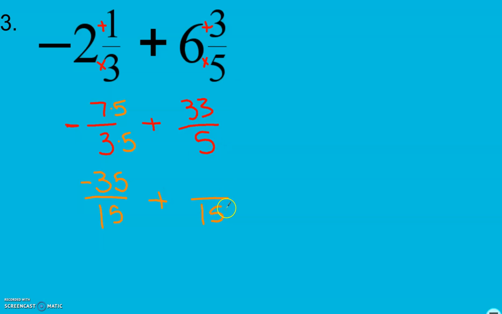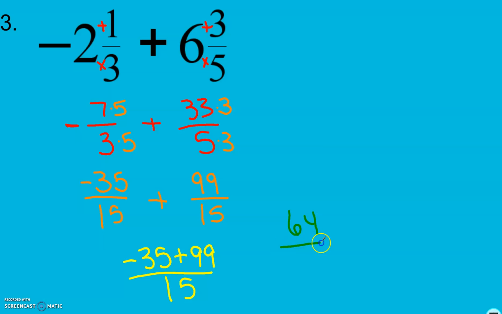Here, to go from 5 to 15, I have to multiply by 3. If I change my denominator, I have to change my numerator. So I have 99 over 15. Now that I have a common denominator, I keep my denominator and perform my operations on my numerator. Negative 35 plus 99. They have different signs, so I go ahead and subtract, 64. Give the sign of the bigger number, which is 99, so positive.